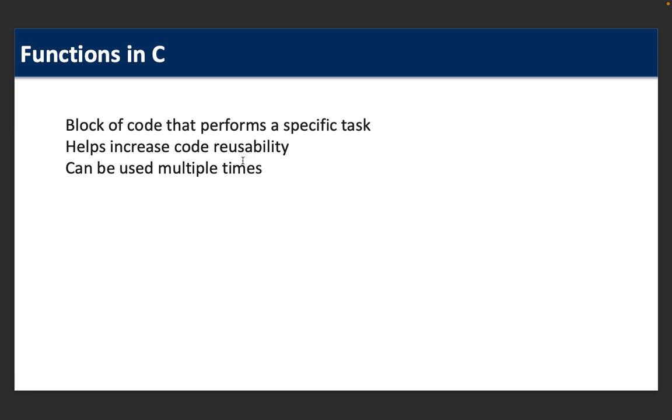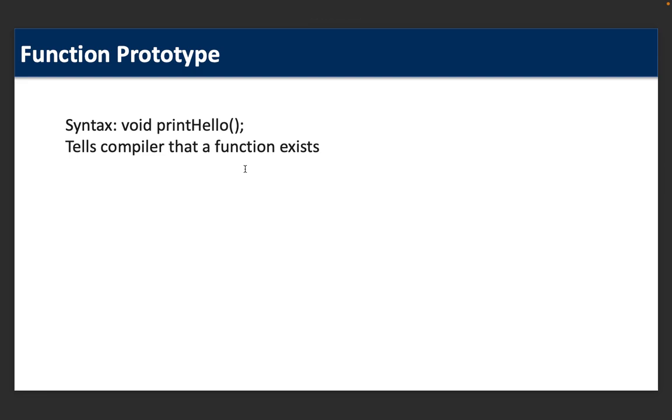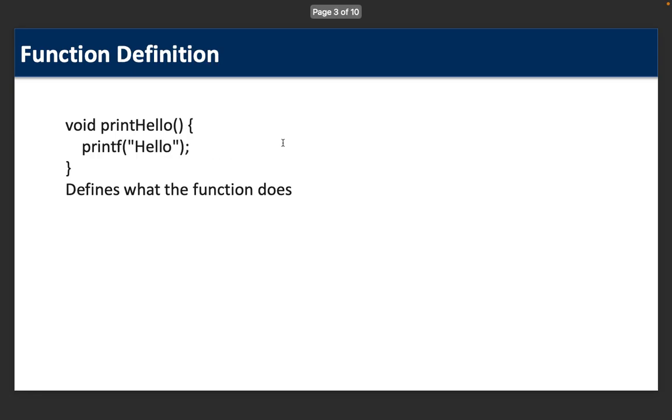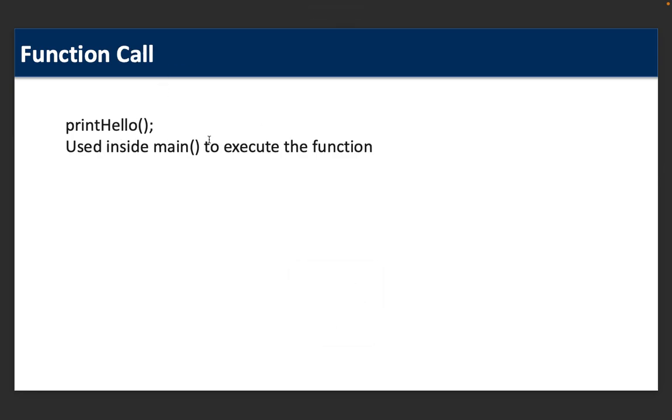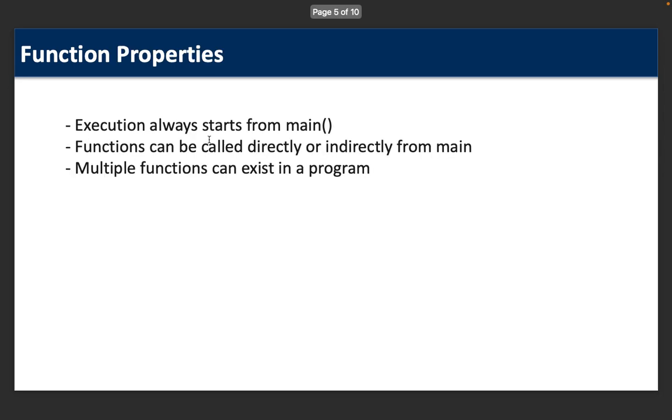And why do we use functions? Because they help increase code reusability and can be used multiple times. For example, we recently saw void print hello. It is a similar function to what we have seen. These are some function properties.